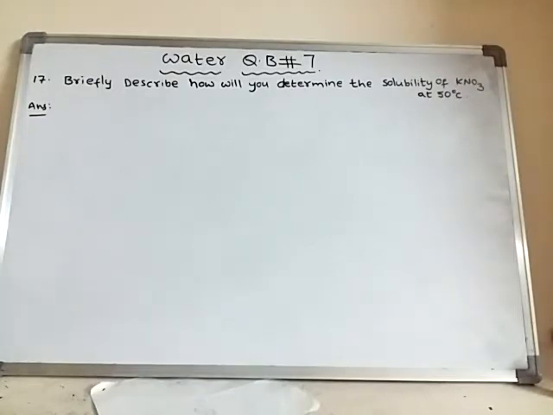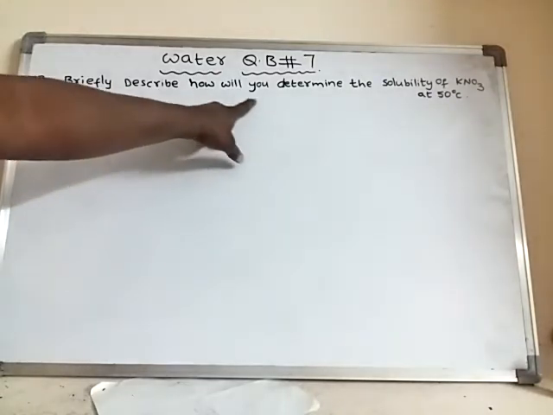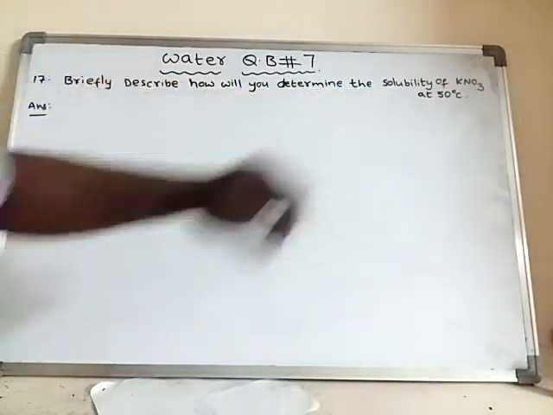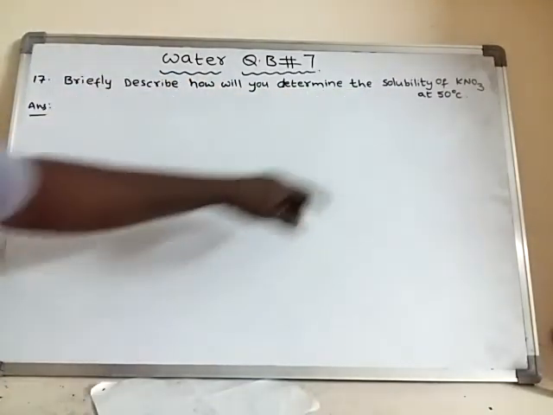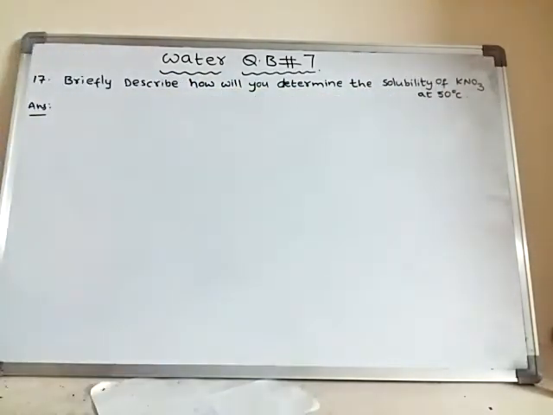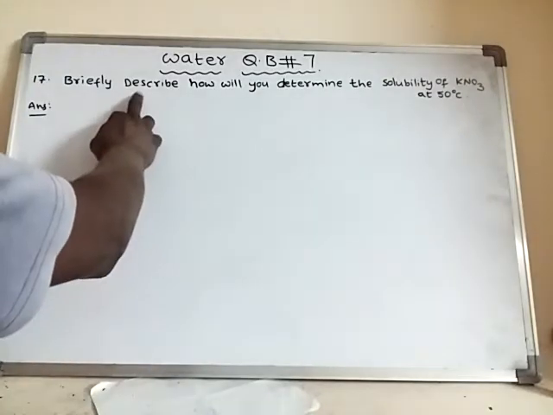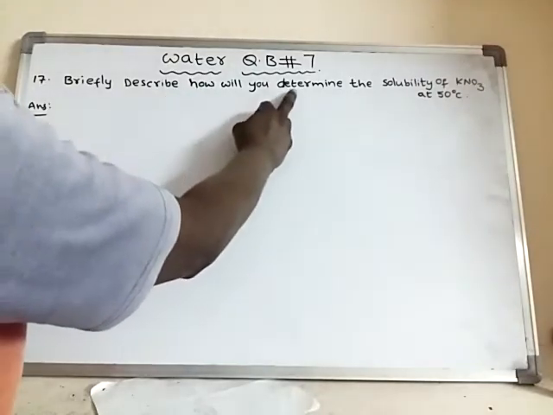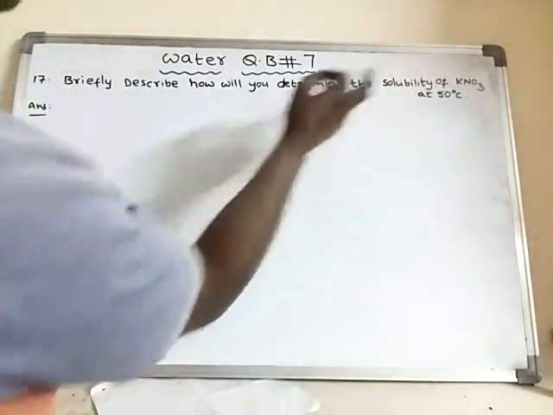We are discussing the question bank related to water. Question bank 7, the 17th question: briefly describe how will you determine the solubility of potassium nitrate at 50 degrees centigrade. So, it is asked to describe the determination of solubility of KNO3.